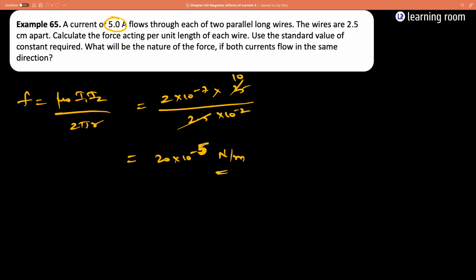So what will be the nature of the force if both the currents flow in the same direction? Just now I told you. If currents are flowing in the same direction, they attract. So remember the concept exactly opposite to charges. Like charges repel, whereas conductors having currents in the same direction attract. Similarly, when they have currents in the opposite direction, they repel each other.